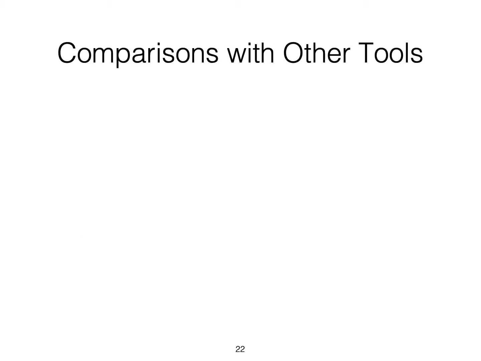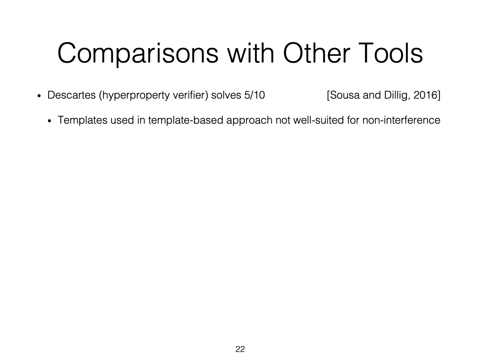We also compared our tool against 2 other tools, the first of which is Descartes, a hyperproperty verifier. It was only able to take 10 of our 29 benchmarks as inputs because it didn't support declassification or properties involving arrays. And of these 10, it was able to solve 5. It wasn't able to solve the other 5 because even though it also uses a template-based approach to infer invariants, the templates that it uses are not well suited for non-interference.